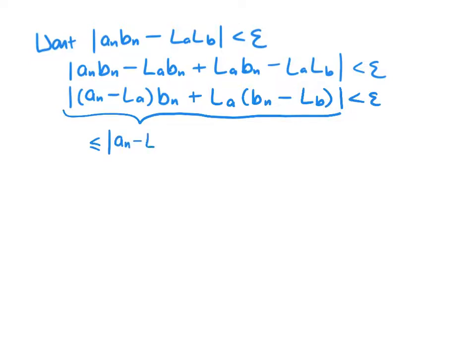It's less than or equal to the absolute value of a_n minus L_a times the absolute value of b_n. So I sort of just split the absolute value of the product as well, plus the absolute value of L_a times the absolute value of b_n minus L_b. Okay, so this expression on the left is less than or equal to this one I just wrote down. If I can make the last expression I wrote less than epsilon, then we're all set, right? Then it makes our original expression on the left less than epsilon. Okay, so make this less than epsilon.